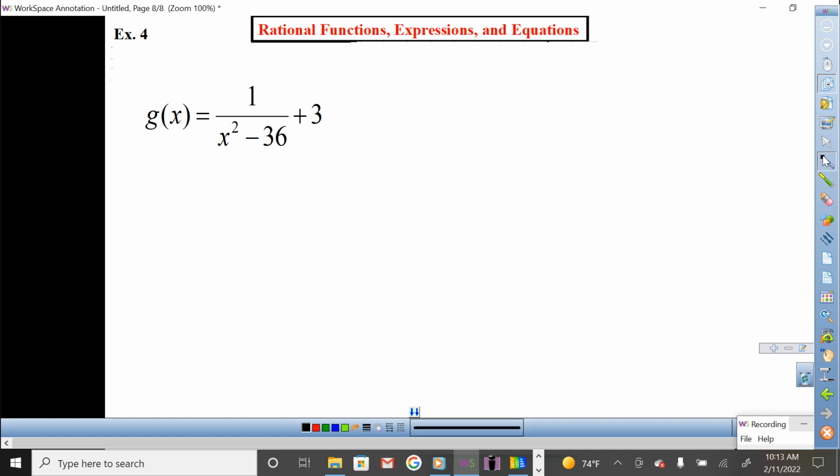Okay. So the function given, g of x equals 1 over x squared minus 36 plus 3. Look at the denominator and tell your neighbor what kind of graph we have here. Talk it over to your neighbor. What kind of graph do we have?